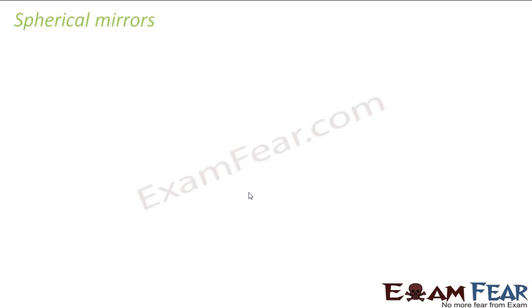So let us see what is a spherical mirror. Now as you see the name, it is a mirror. Obviously it is a mirror because it says spherical mirror, and it must be in the shape of a sphere. That's what you can guess from the name, that a mirror which is spherical in shape is a spherical mirror. So how would a spherical mirror look like?